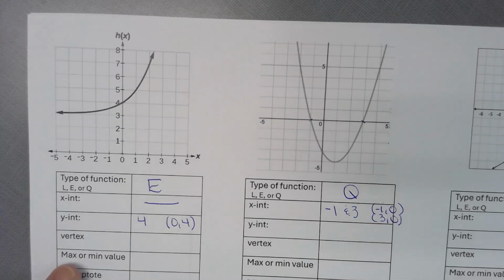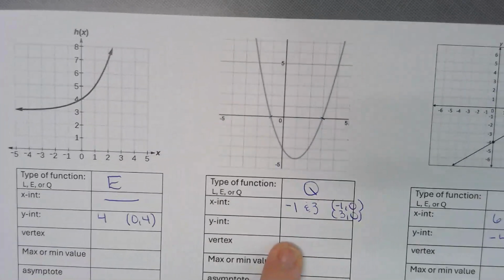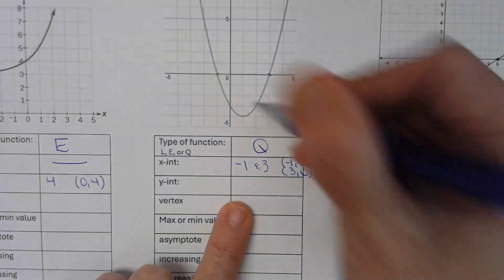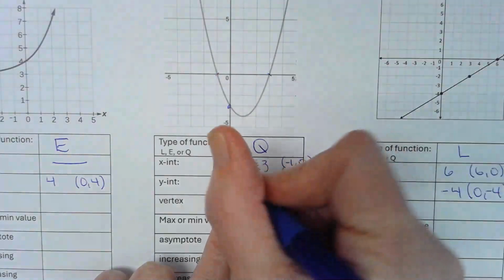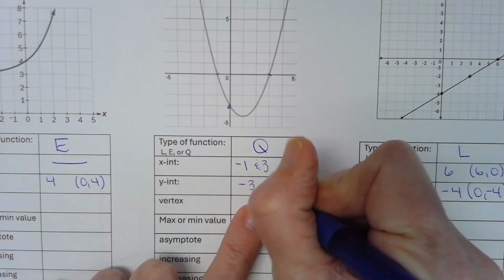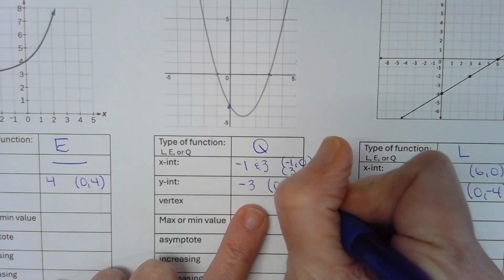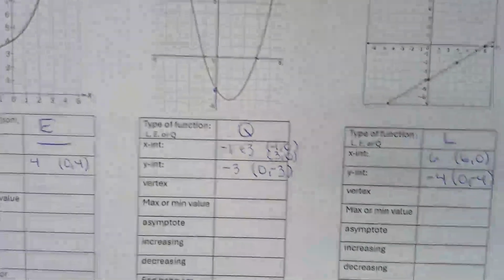Okay? All right. I didn't do a y-intercept here. I'm sorry. Y-intercept here is -3. We would write that as 0, -3. Okay? How we doing so far? We good?